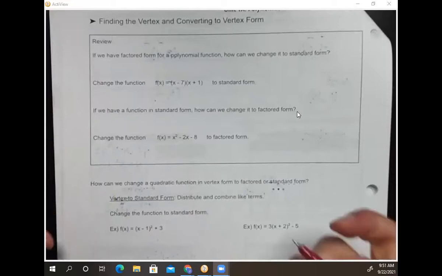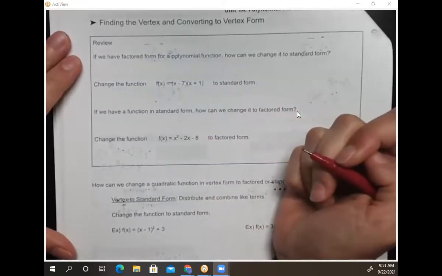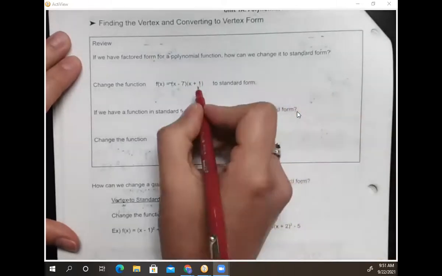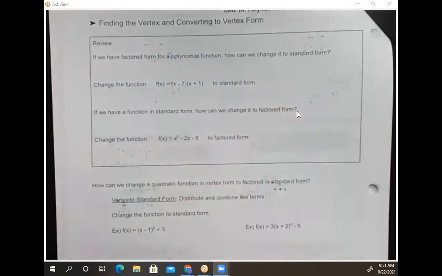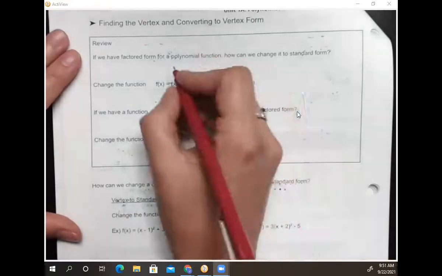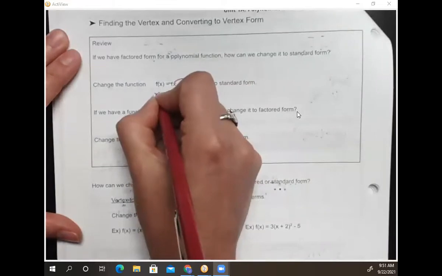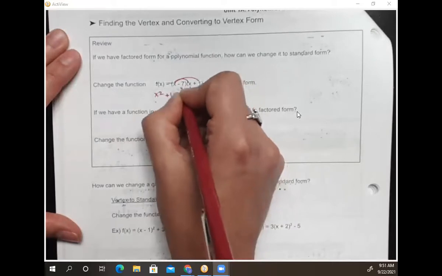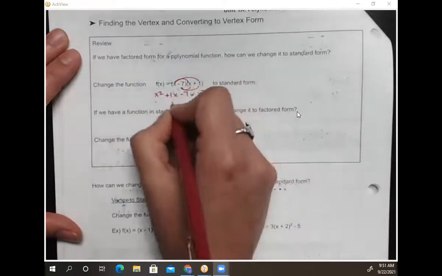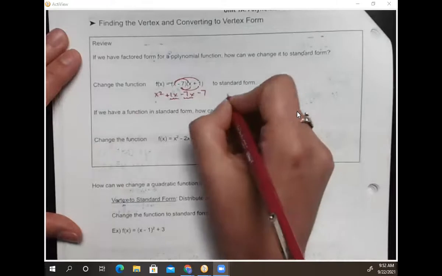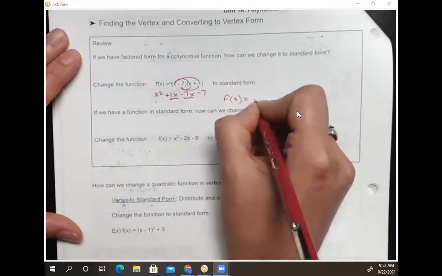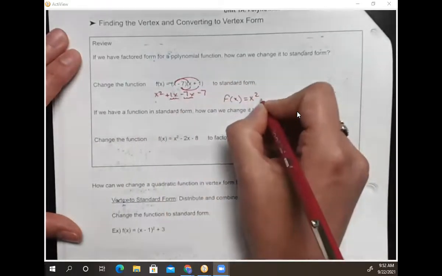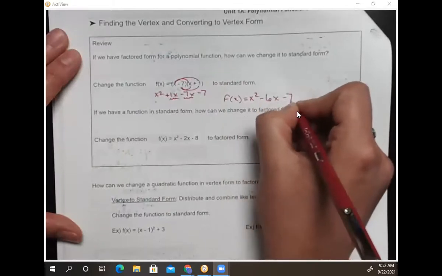So starting off on the top of page 44, it says we have factored form for a polynomial function. How could I change it to standard form? So if I've got something like this, factored form, how can I get standard form out of that? Distribute. Yeah, I'm going to multiply these things together. So if I distribute, I would have x squared plus 1x minus 7x minus 7. And then don't forget to combine like terms. And my function in standard form is x squared minus 6x minus 7.